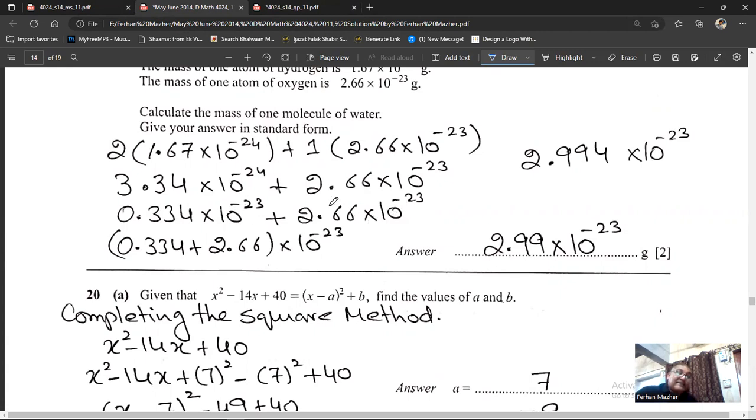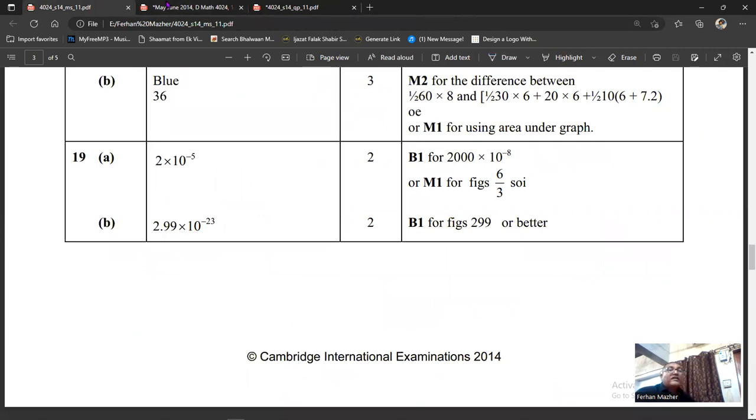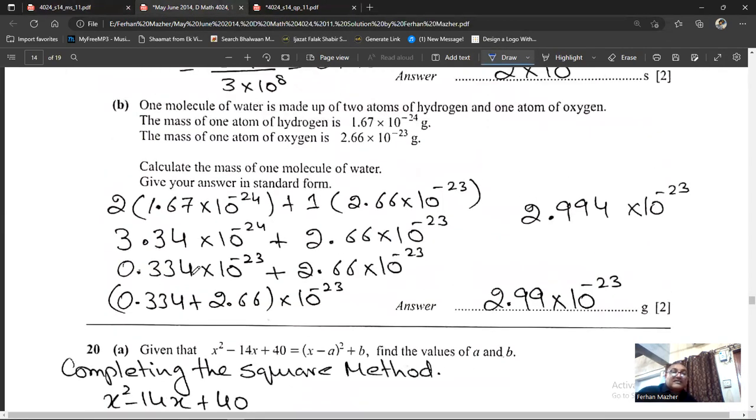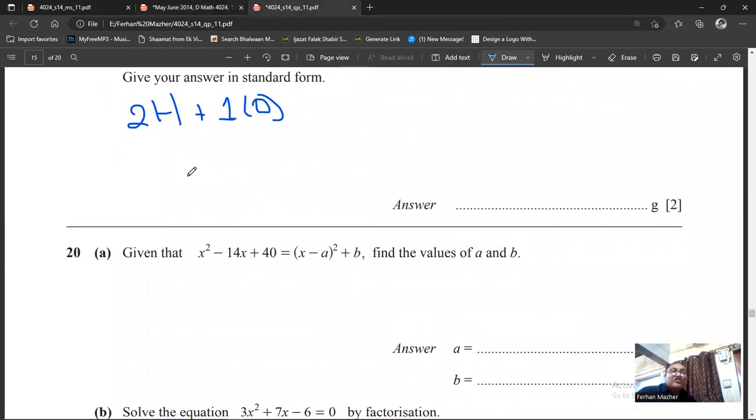Now the powers are the same, so I will take it common. So you will have 0.334 plus 2.66 in the bracket expo minus 23. And when you add these two, you get 2.994 expo minus 23. So the answer is 2.99 expo minus 23, and that is the right answer, sir. This is the solution. I hope you understand. It's a very easy question.